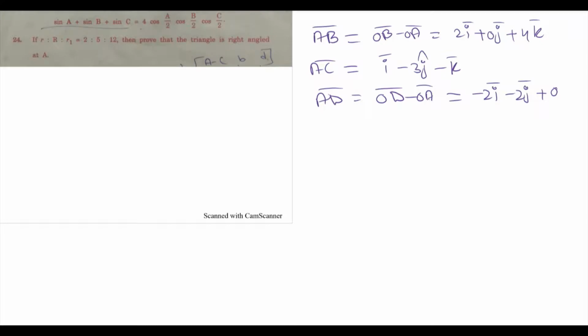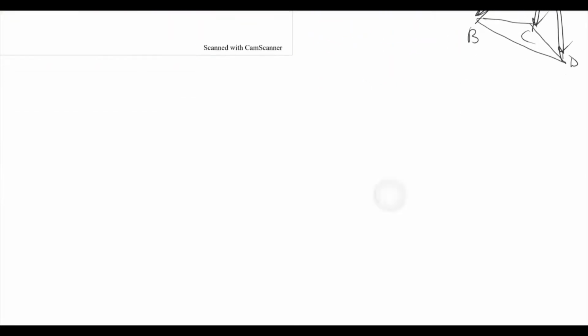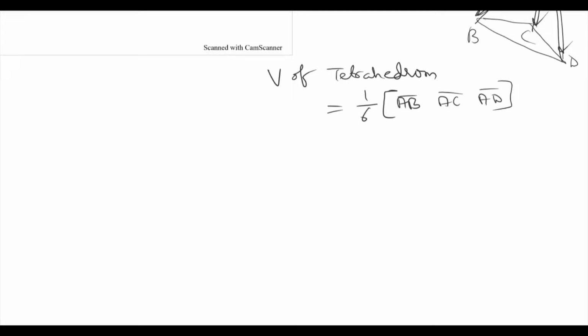Whenever we have 3 vectors, these 3 vectors represent the edges of the tetrahedron in this way. So down we have a base with the triangle, and this is the tetrahedron. So this is A, B, C, D. AB is one vector, AC is one vector, and AD is one vector. Now the volume of the tetrahedron is given as 1 by 6 of the determinant of AB bar, AC bar and AD bar. We need to find the determinant of these three vectors.